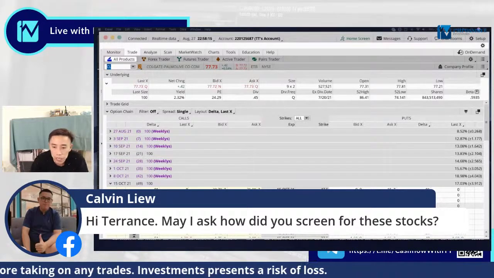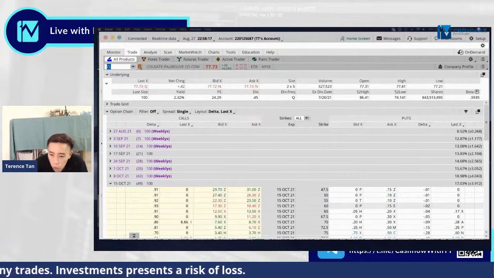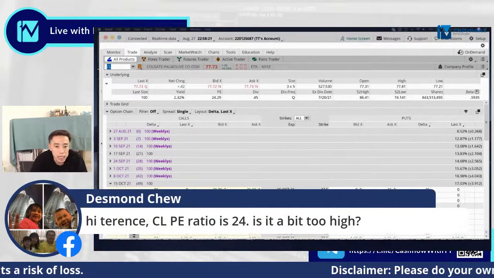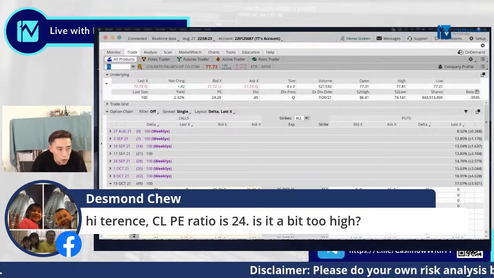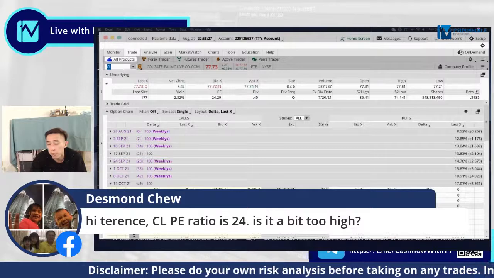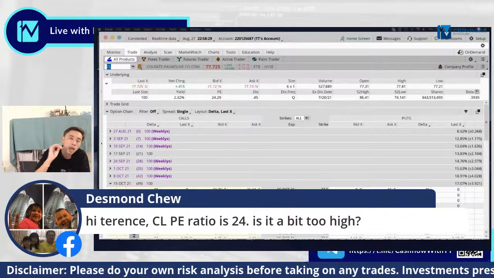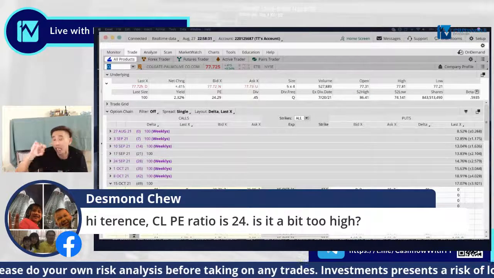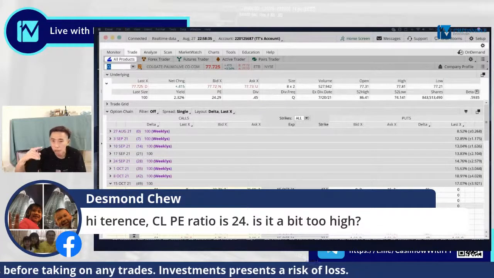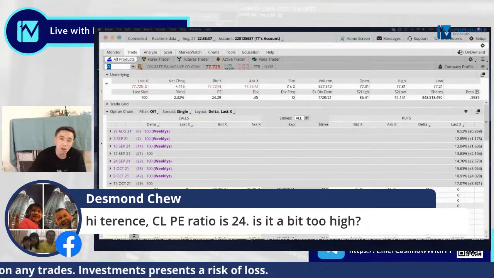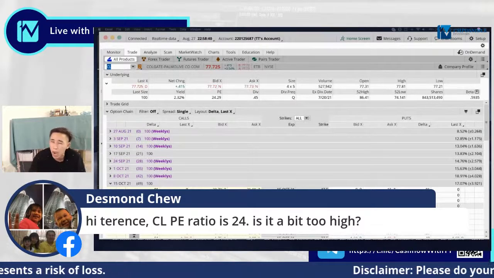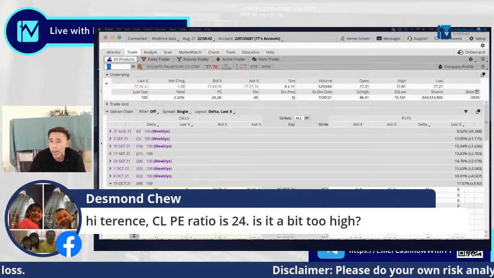All right, welcome, Kelvin. Now, Desmond. Desmond, yes, as per normal, a PE of 24 is slightly on the higher side. But once again, if you remember what I said, I'm combining it with the aspect that if the market corrects, a defensive stock is going to enjoy the love of the money from the funds moving out of risky stocks into safe havens. So that's really what I'm looking at. That's why I'm choosing an October expiry.